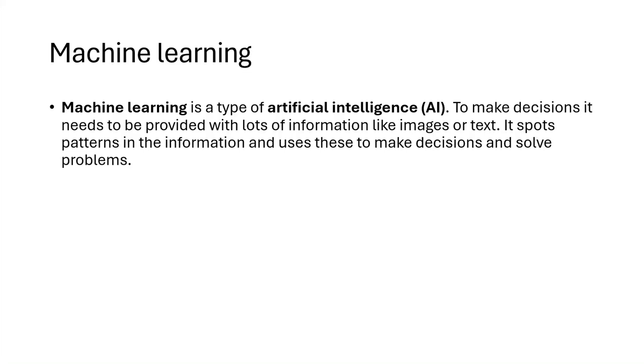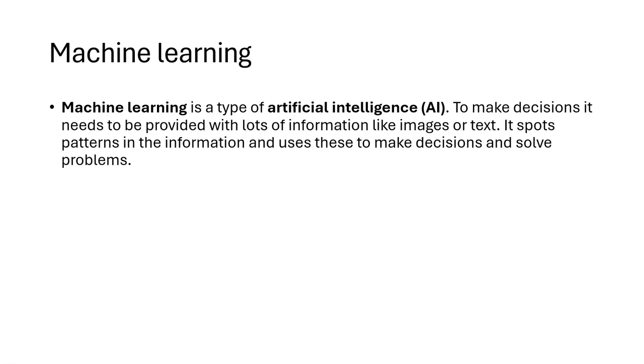So let's move on to lesson two. Lesson two focuses on machine learning. The start of the lesson is a recap of the previous lesson, identifying what artificial intelligence is and revisiting that definition. Then we introduce children to machine learning, which is a type of artificial intelligence.